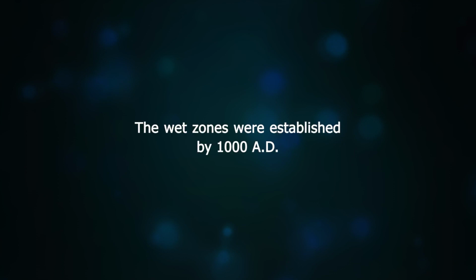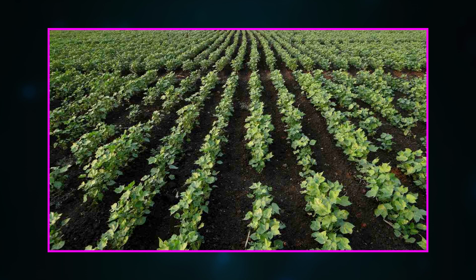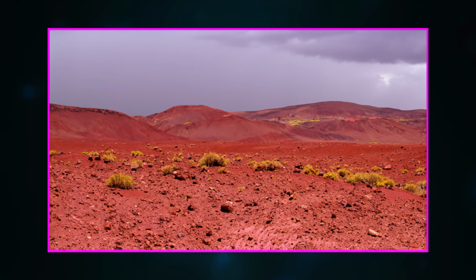The wet zones were established by 1000 AD. The dry zone depended on the mercy of rains and was favorable only to the cultivation of millet. This zone, rich in black and sandy soil, was colonized in the 14th century AD with migrants from other places, including the Andhra hinterland. The mixed zone, abounding in elevation and red soil, had moderate rainfall.